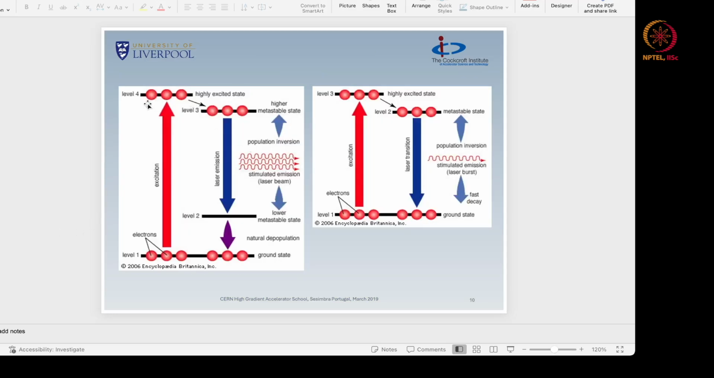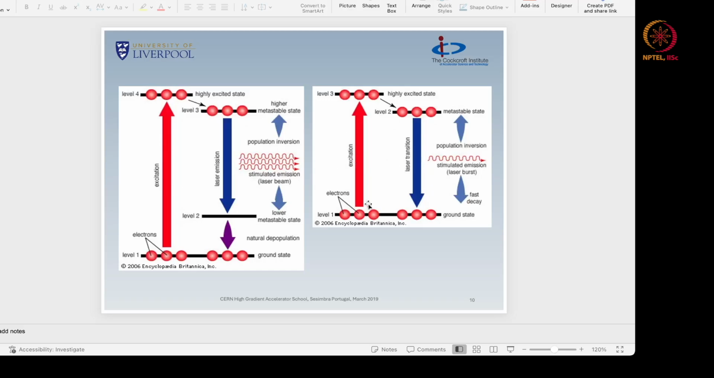Let's look at it in this way: again, this is the 4-level system. At 4, this is highly excited. It goes to this metastable state, and then you have the laser emission, and this is the population inversion, and this goes to a lower metastable state, and this is the stimulated emission. So you need photons which match the energy of these two levels, from 3 to 2. Then you have coherent photons that come out, same phase and same direction. And then from the lower metastable state all the way up to the ground state, you use non-radiative decay processes.